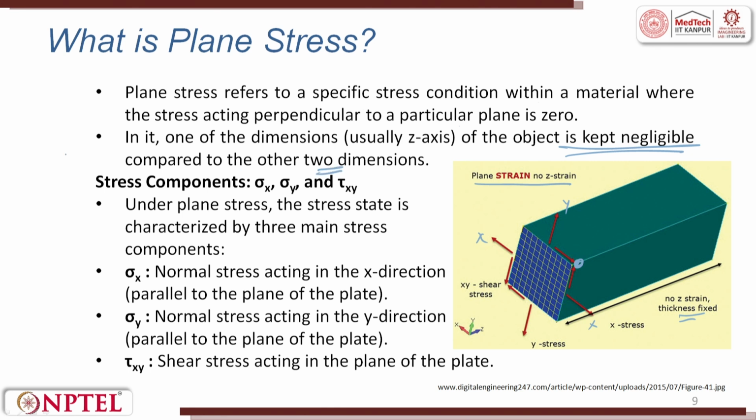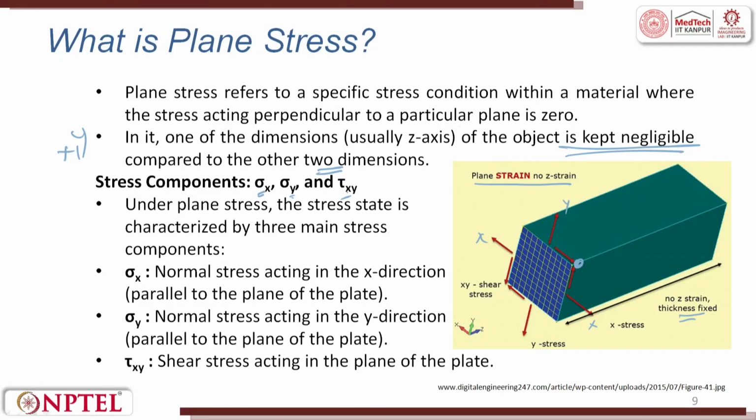So, here what are the two dimensions? X and y. The stress components are going to be sigma xx, sigma yy. So, when I have an object and I am trying to pull the object, there will be shear also coming into existence, right. So, tau xy. Under plane stress, the stress state is characterized by three main stress components: sigma x, sigma y and tau xy.